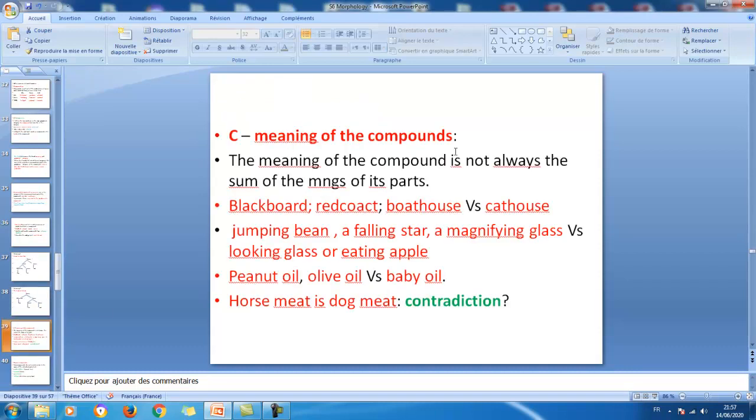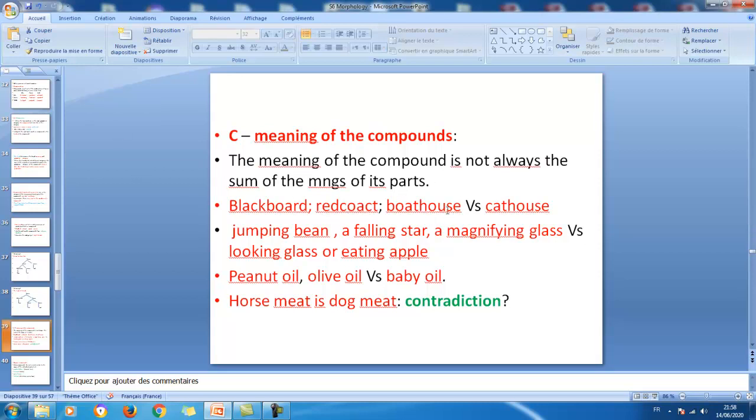Now, meaning of the compounds. The meaning of the compound is not always the sum of the meanings of its parts. Look, blackboard here. It's not necessarily a board which is black. It may be white. It may be green. So blackboard here does not mean that the board is black. Red coat, once again, it's not a coat which is red, because it refers to the English soldiers.